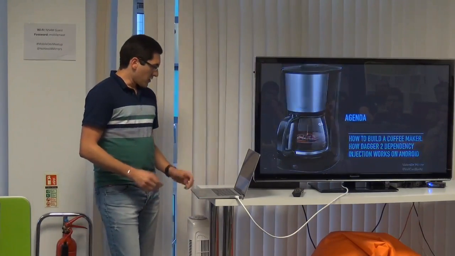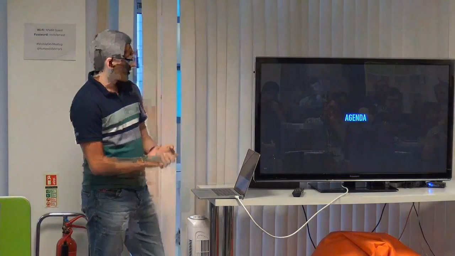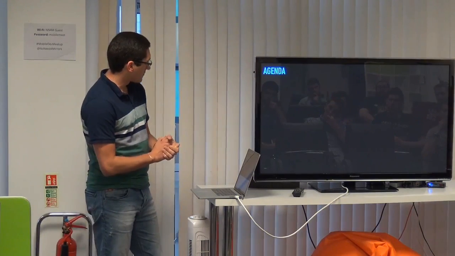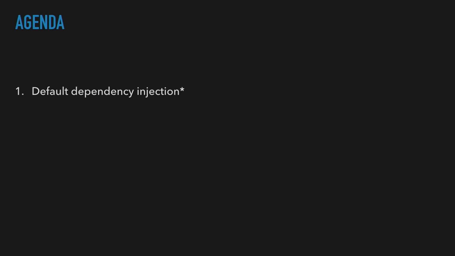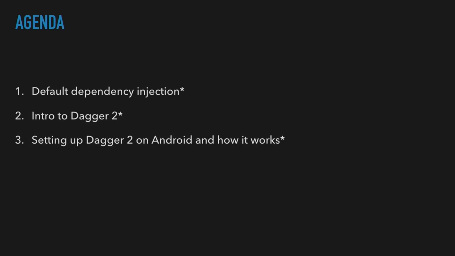So what I'm hoping to do today is talk about a few things. First off is what default dependency injection is, meaning in a world without any dependency injection framework, what do we do? The second one is to give everybody a bit of an introduction to Dagger 2, because I appreciate not everybody might have seen it. And then we're going to go into setting up Dagger 2 on Android with a focus on how it works, demystifying the magic of it. And then we're going to end with some testing tips with Dagger, because I know that's a topic that some people worry about when they get into Dagger.